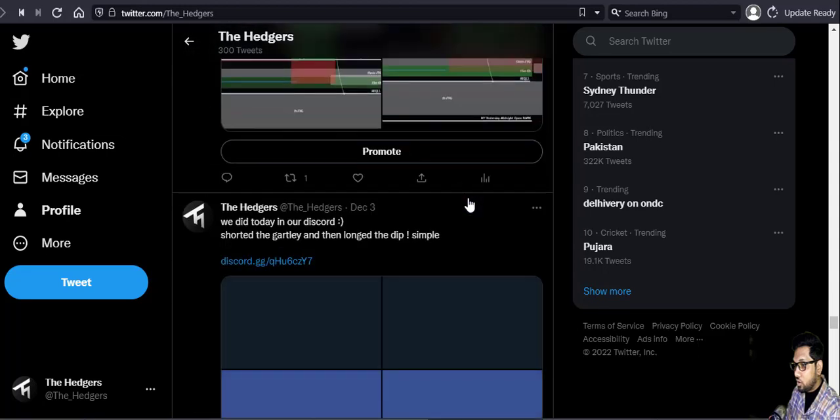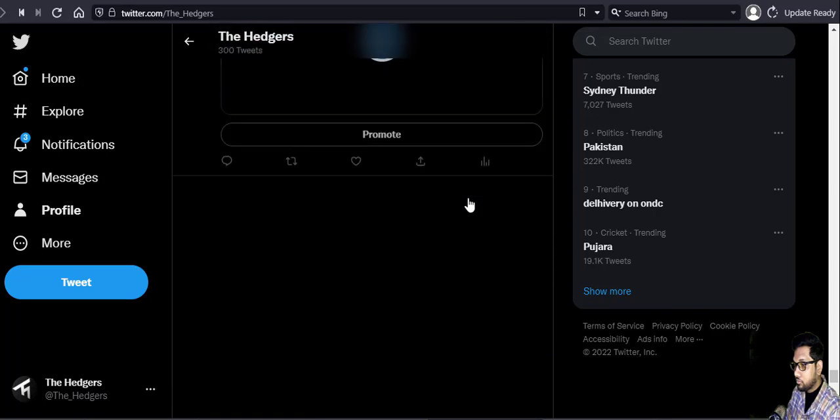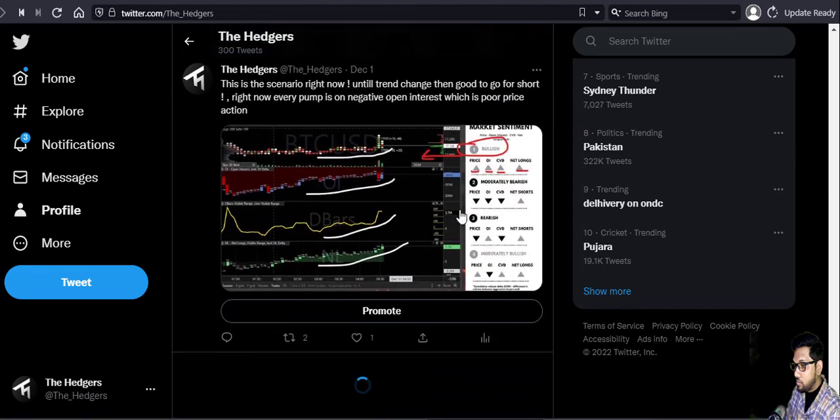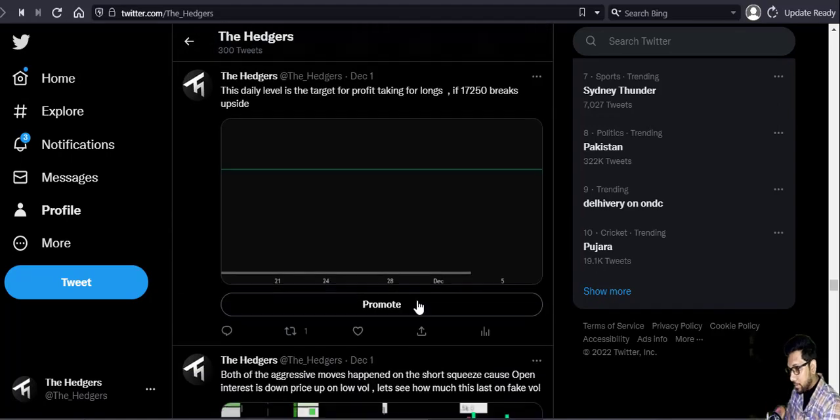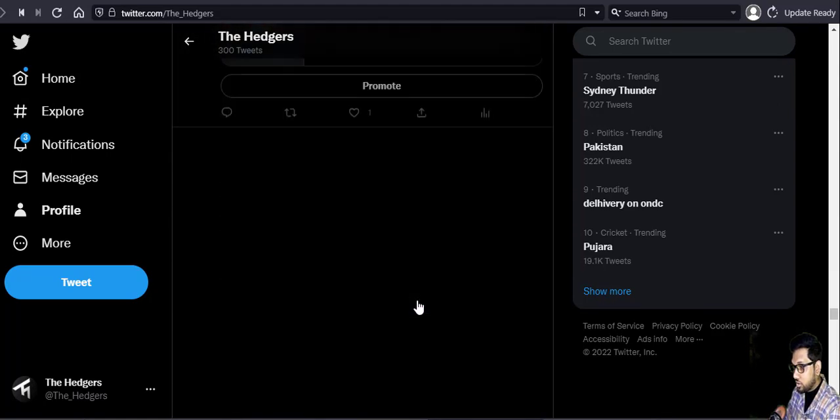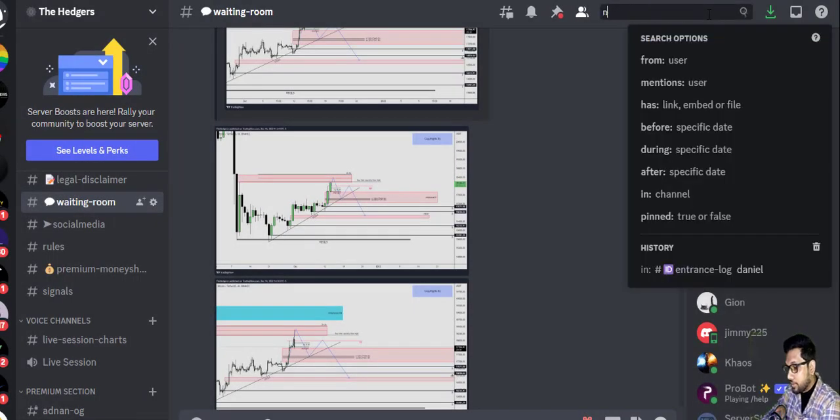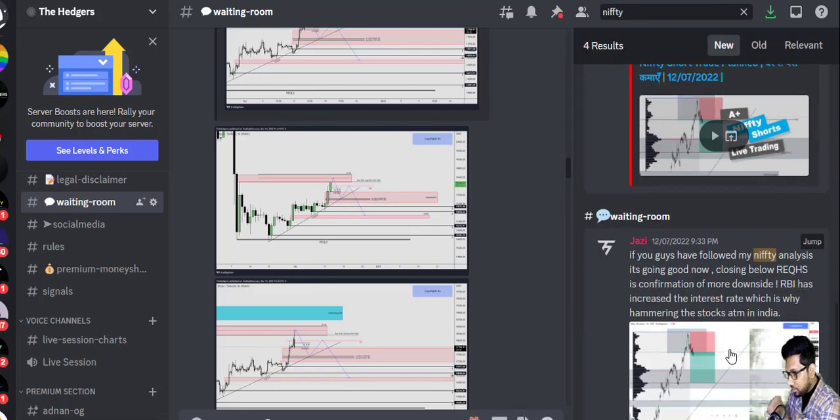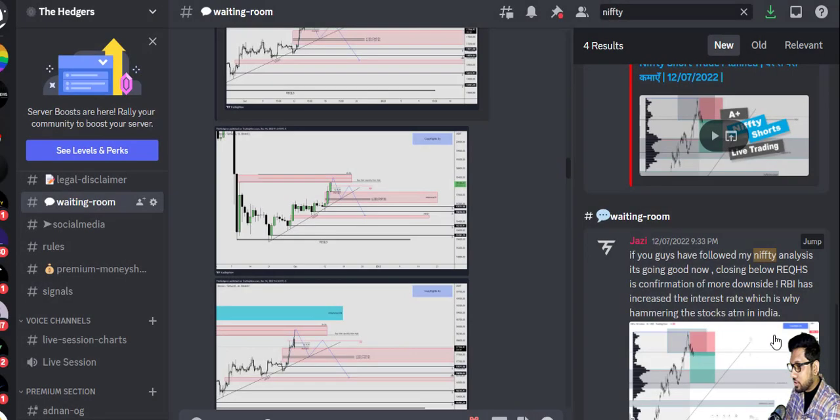If I'm not wrong, I have already given this trade from the start. Maybe I just gave it in my Discord. Yes, Nifty. Yes, here we go. We gave this trade in our Discord group for the Nifty trade.